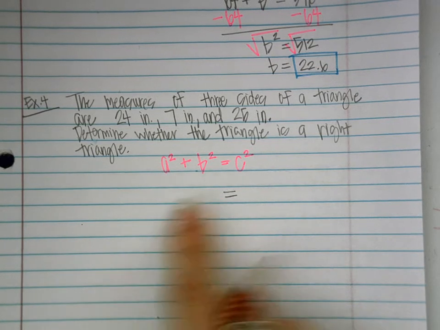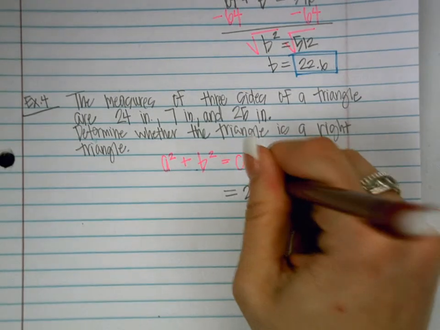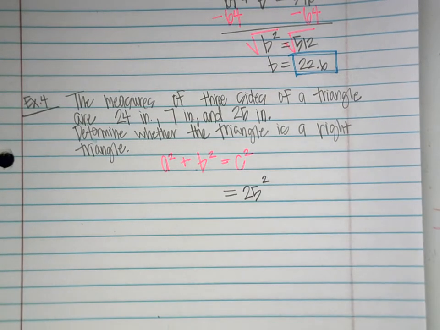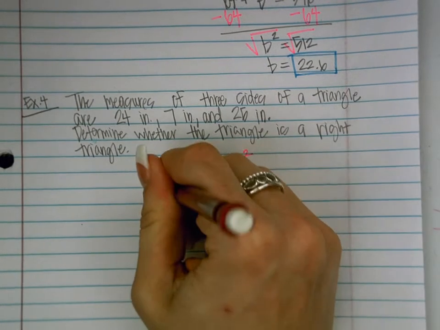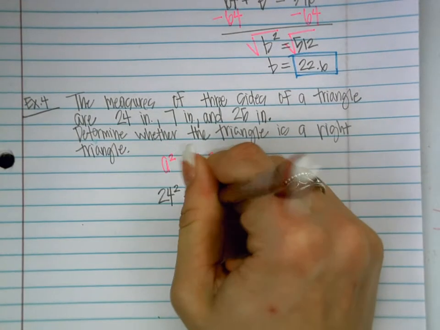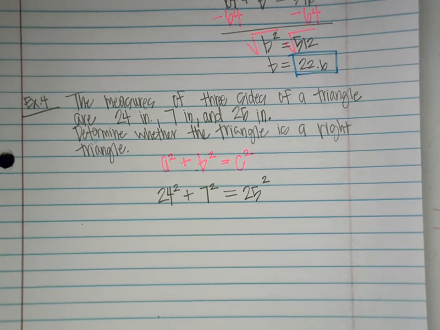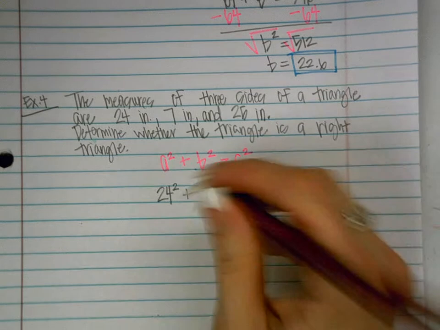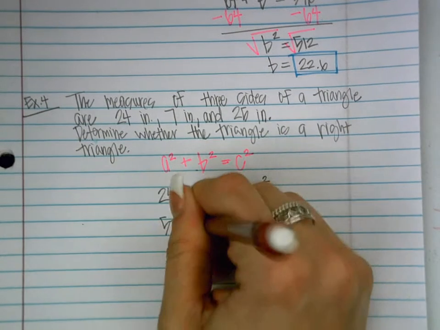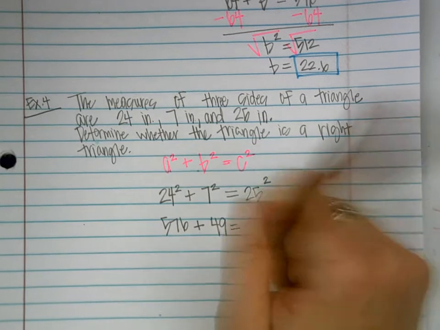So which one is going to go on the right side? 25. And we're going to square it. Then A and B, it doesn't matter which order they're in because they're on the same side. So 24 squared plus 7 squared equals 25 squared. And we want to know, is this true or not? What is 24 squared? You can use calculators or the chart on the wall, it's 576. Plus, what's 7 squared? 49. Equals 25 squared, which is 625.